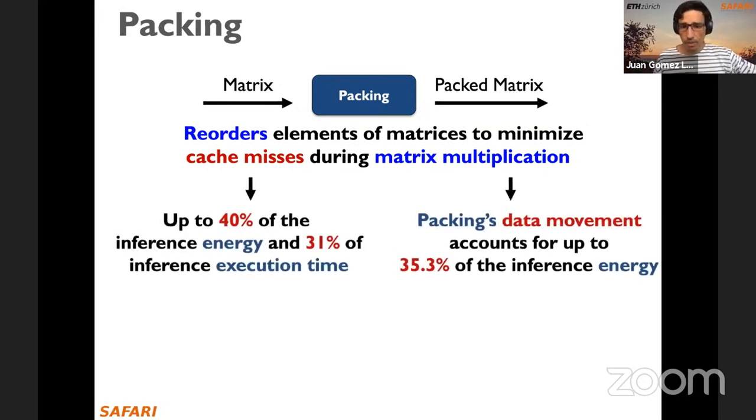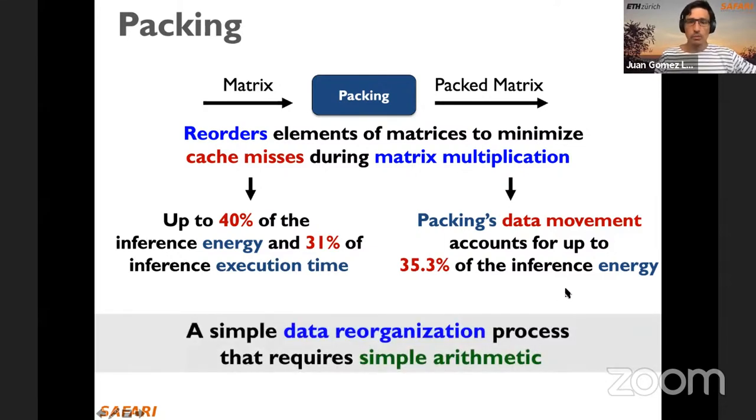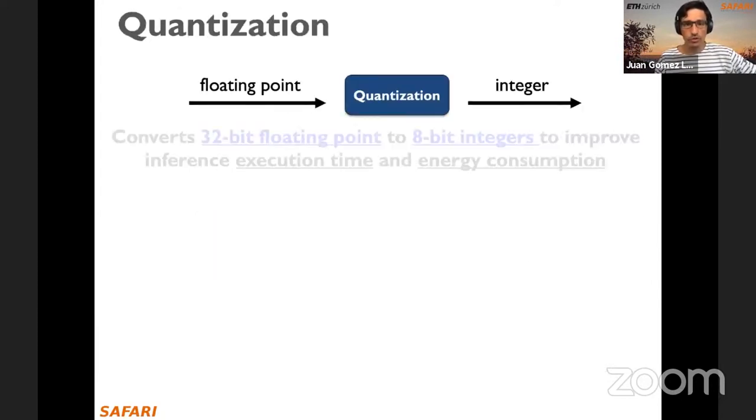But the packing step itself is really costly in terms of data movement. And as you can see, the data movement of the packing operation accounts for up to 35.3% of the energy of the system. So this simple reorganization is very costly in terms of data movement and in terms of energy, but it is a very simple operation in reality. Data reorganization requires very little computation. It's just like reading from here and writing there, right? So this can be a suitable operation for processing in memory.